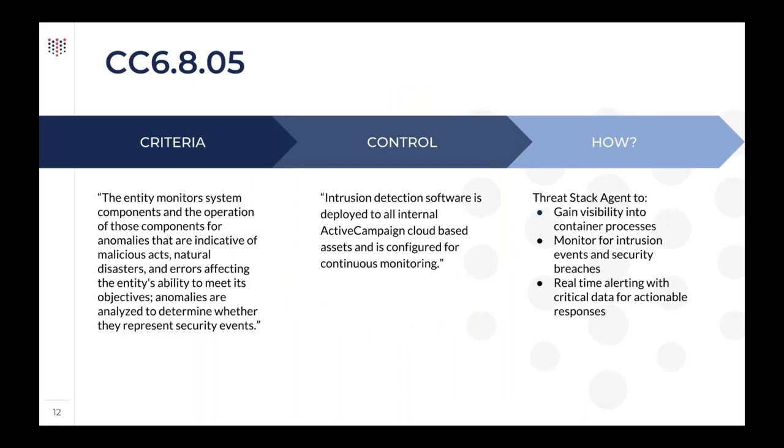We're going to go now to the next requirement. Yeah. So pick us up from there. Yeah, absolutely. So the next requirement, the criteria that was given in the framework, is the entity monitors system components and the operation of those components for anomalies that are indicative of malicious acts, natural disasters, or errors affecting the entity's ability to meet its objectives. Anomalies are analyzed to determine whether they represent security events.